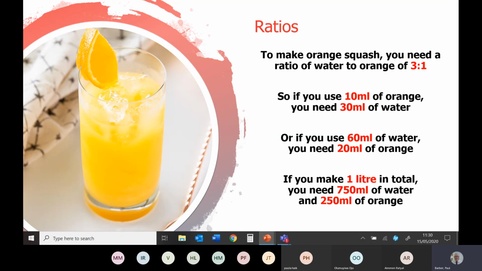So if we use 10 millilitres of orange, we need to times the other side by 10. So that's 30 millilitres of water. If we use 60 millilitres of water, that's equivalent to 20 millilitres of orange. And if we have a litre in total, we split it into 4, giving us 750 mils of water and 250 mils of orange.